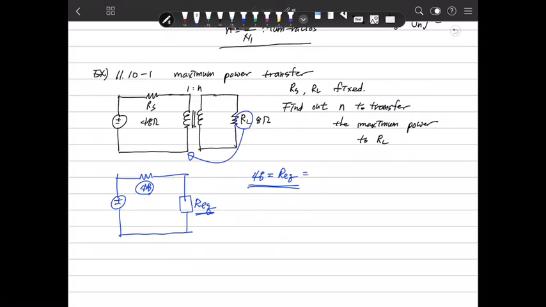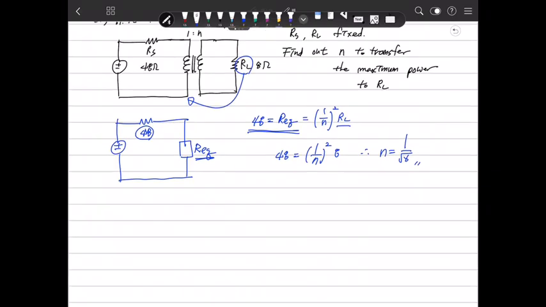So what is REQ? REQ is 1 over N squared RL. Therefore, 48 equals RL, which was 8, over N squared. Therefore, N is 1 over root 6. So the secondary coil should be wound, compared to the primary coil, with a ratio of 1 over root 6. That is the N value.